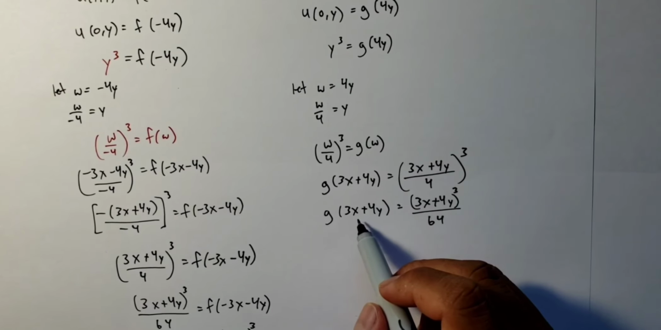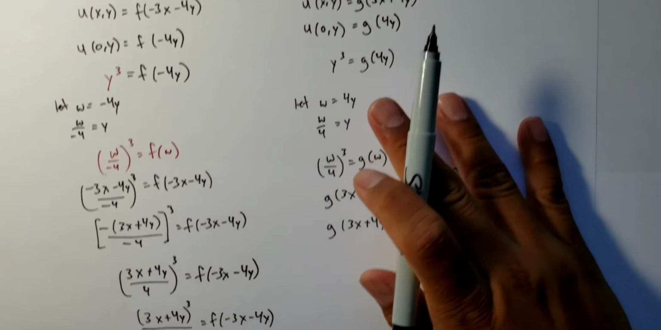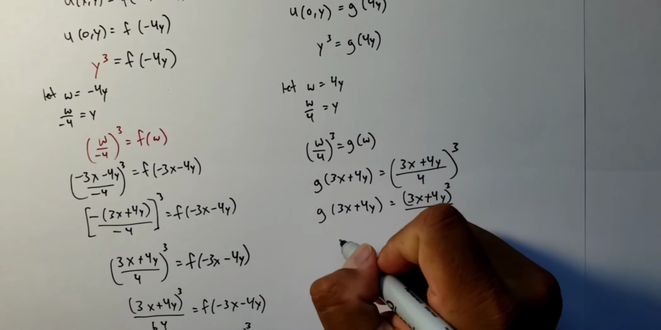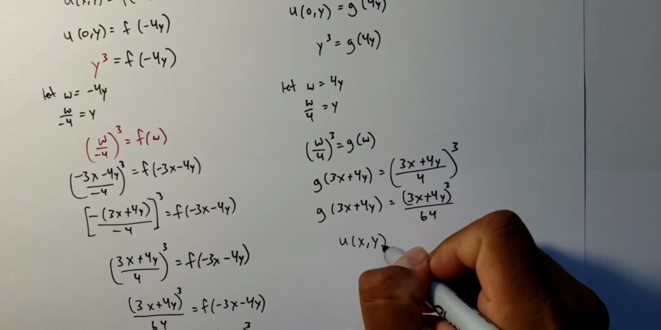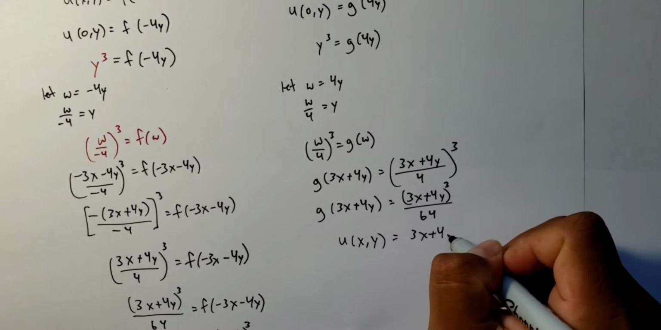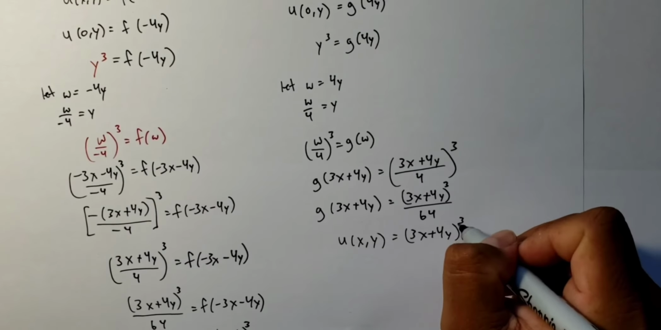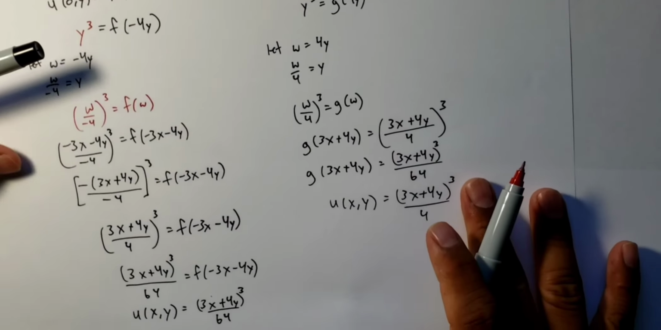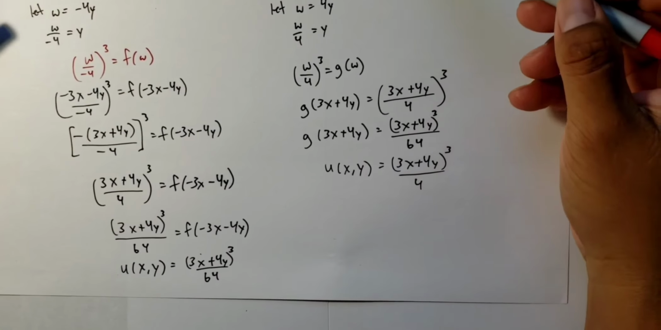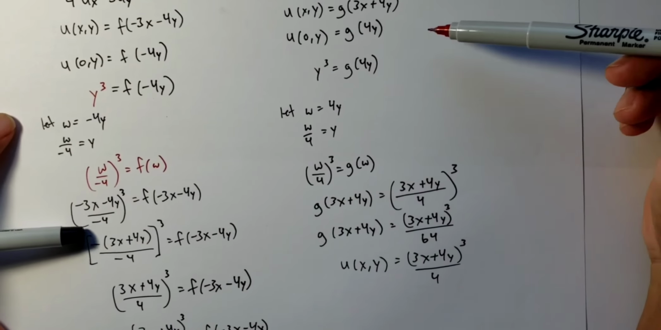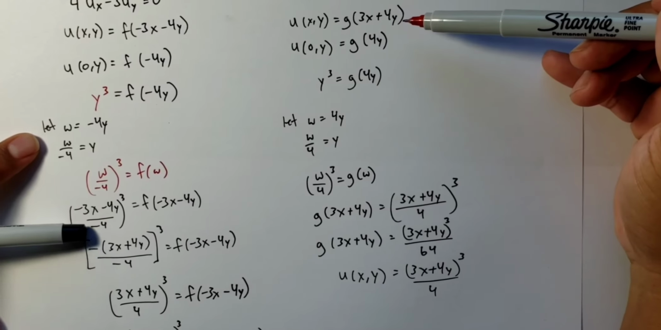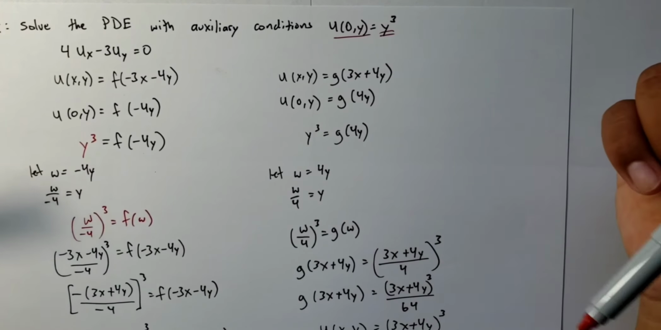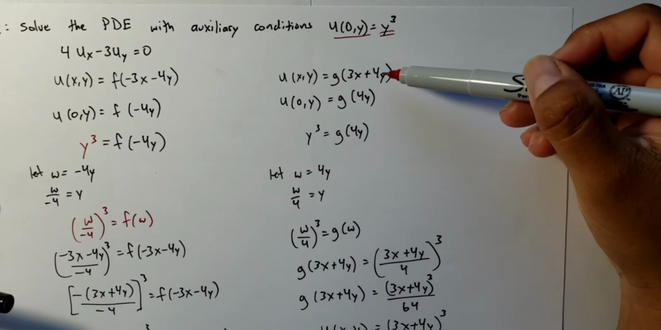But we know that g is equal to u. So replace that with u. So u of x, y equals (3x plus 4y) to the power of 3 over 64. So in either case, we get the same solution. As I said before, I just prefer this route because this way, you get rid of all these negatives you have to worry about, and you avoid any possible miscalculation.